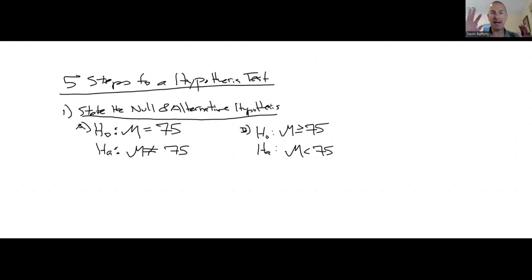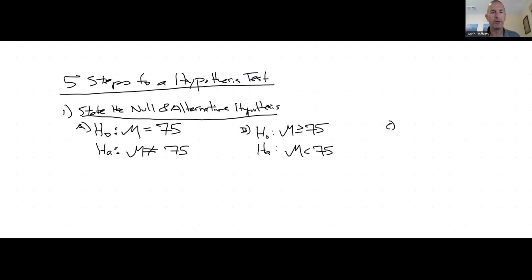I am not putting less than or equal to. This down here, this alternate, it does not get less than or equal to. Just as an aside, the nulls can get equal to. This is equal to, this is greater than or equal to. We'll see over here at case C, we can have less than or equal to. But in the alternative, here we have not equal to. This is less than. We are not going to do less than or equal to.